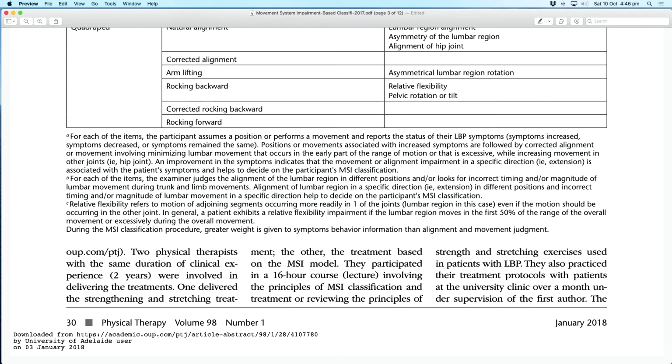that's the low back movement that occurs in the early part of the range of motion, or that is excessive, in the opinion of the physiotherapist, while increasing movement in other joints, i.e. the hip joint. An improvement in the symptoms indicates that the movement or alignment impairment in a specific direction, i.e. extension, is associated with the patient's symptoms and helps to decide on the participant's movement system impairment classification.